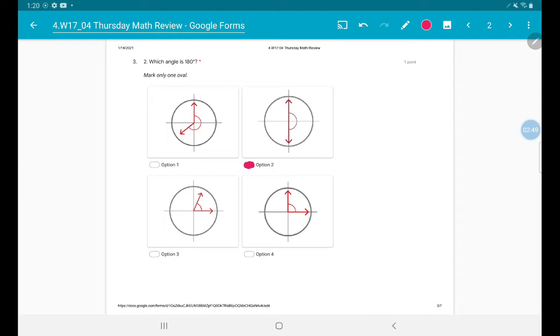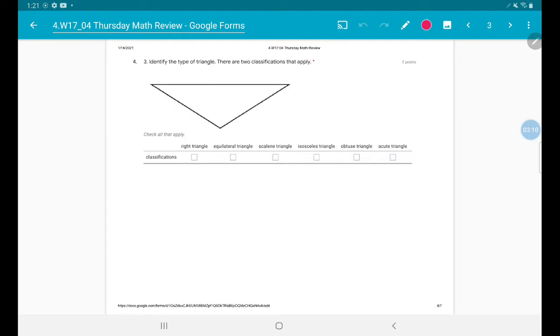So from here around to this line is a 90-degree angle, and from the line back to here is another 90 degrees. 90 plus 90 is 180. So option 2 is correct. All right, let's look at number 3.